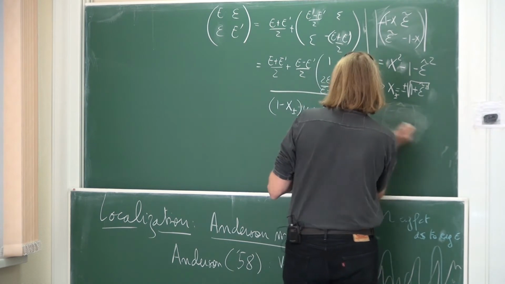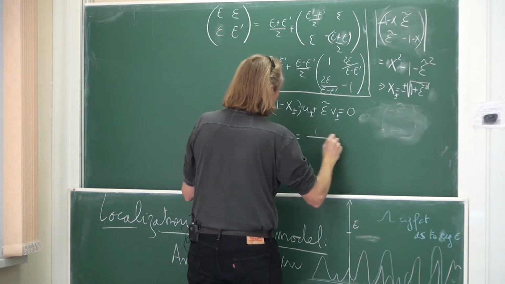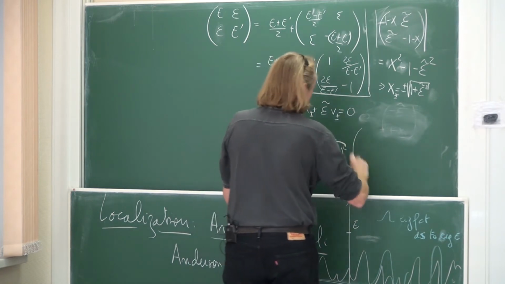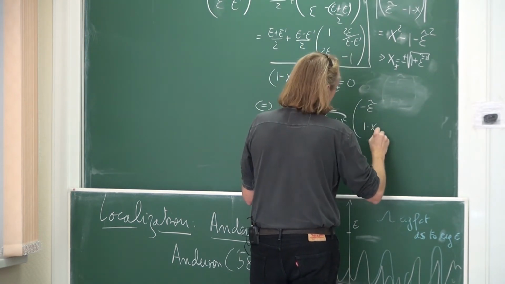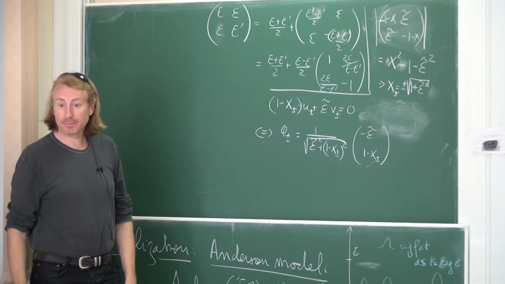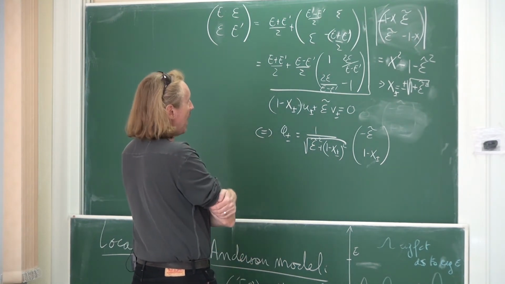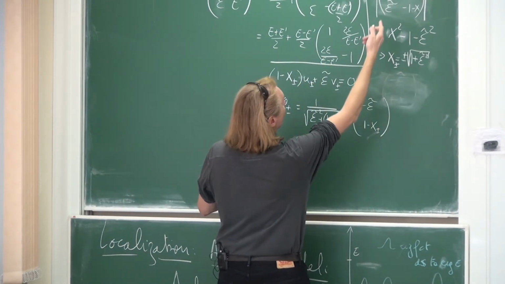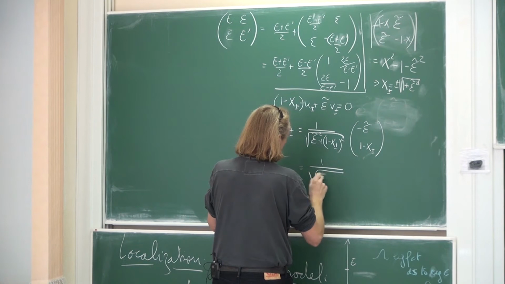If I look at the normalized eigenvectors, I get that phi plus minus look like 1 over the square root of epsilon tilde squared plus 1 minus x plus minus squared, times the vector minus epsilon tilde, 1 minus x plus minus. Now let's see what happens when epsilon tilde gets small, or big.